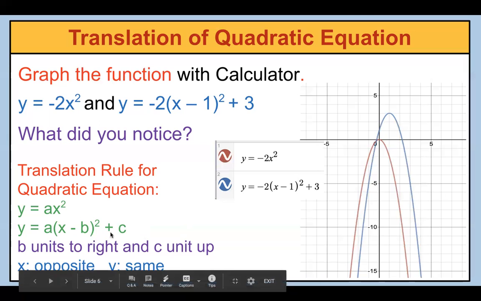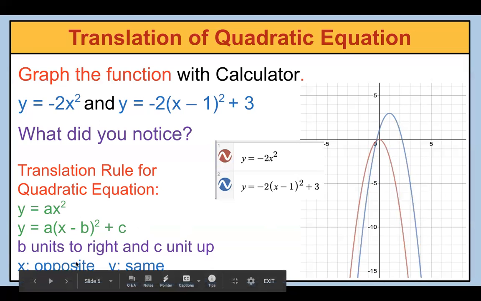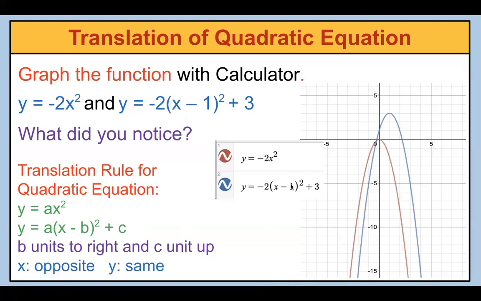And then plus c, then y goes up by c units. Remember, x goes opposite, y is the same. So does everybody understand? So your function, 1 unit to the right, because it's x minus 1, 1 unit to the right, but y is the same, 3 units up.